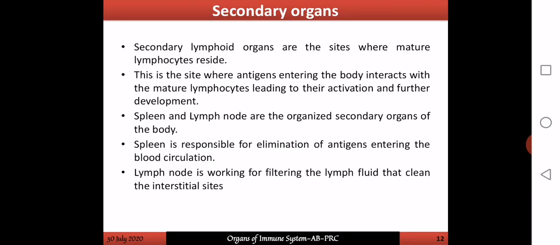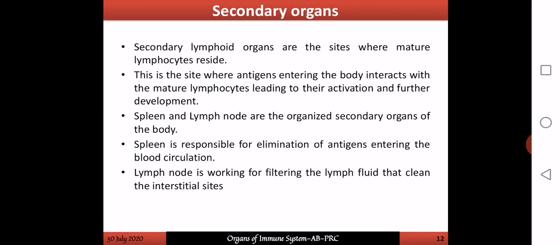So now we are moving into the secondary organs. Secondary organs, as already stated, are the sites where the mature lymphocytes are residing. Not only residing, this is the site where they interact with the foreign material. When a bacteria or an antigen enters the body, they enter the blood or some other tissues. So these antigens will be entrapped by the secondary organs, right?